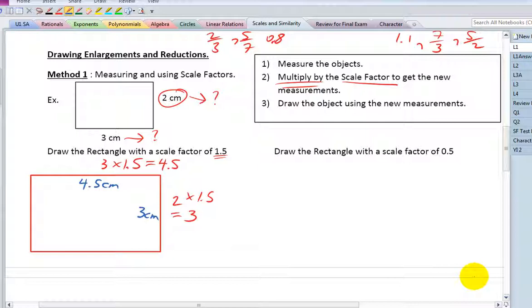Arjun, what are the new measurements? How did you get them? What did you write down? Look on your work. 0.5.